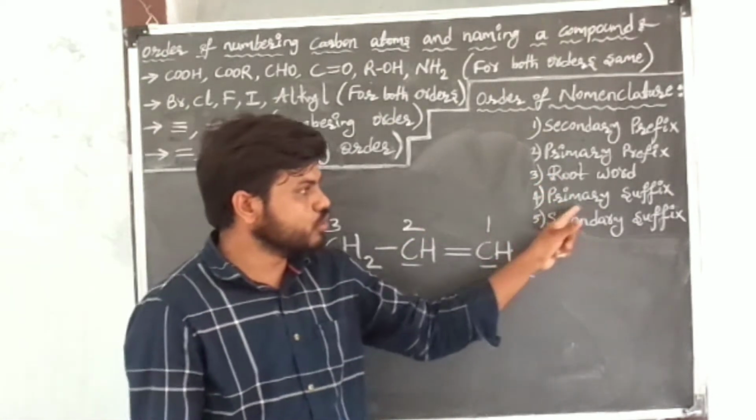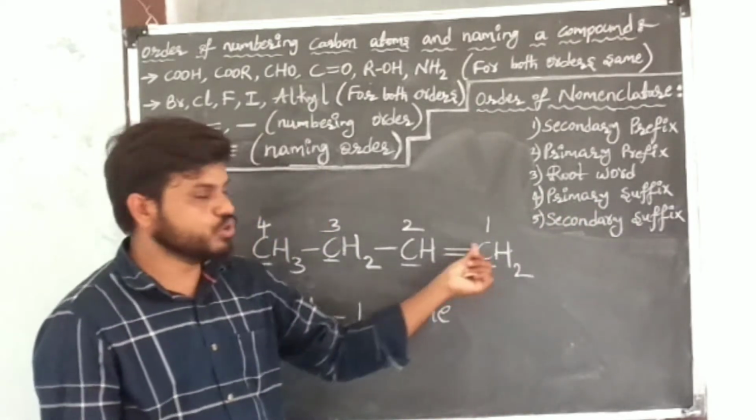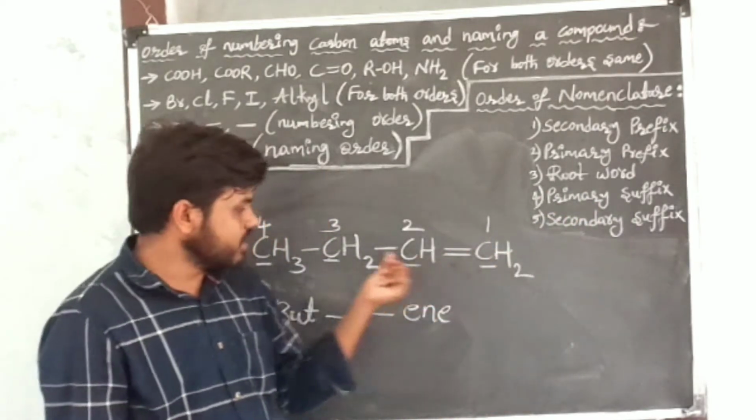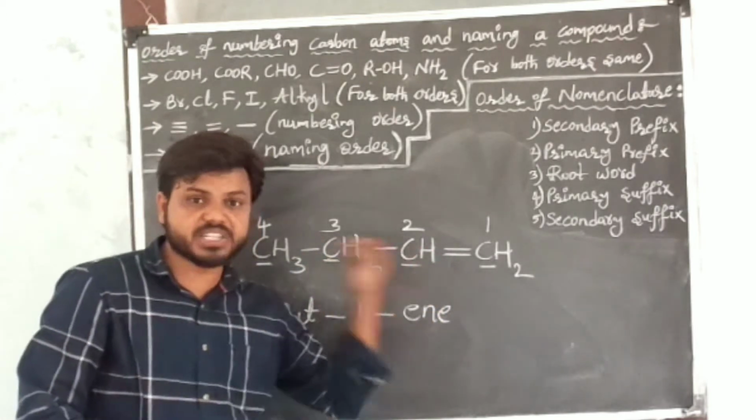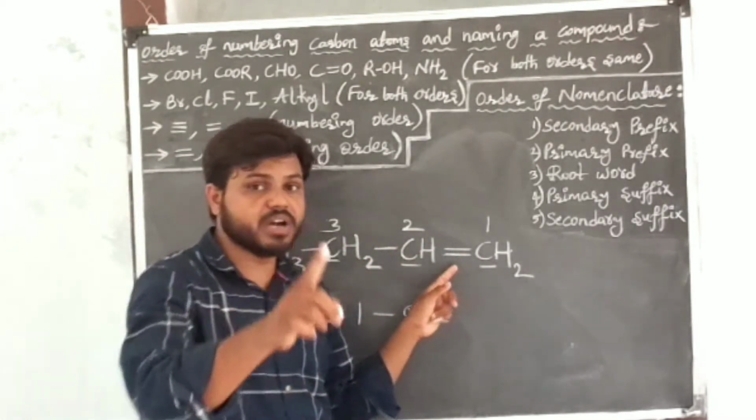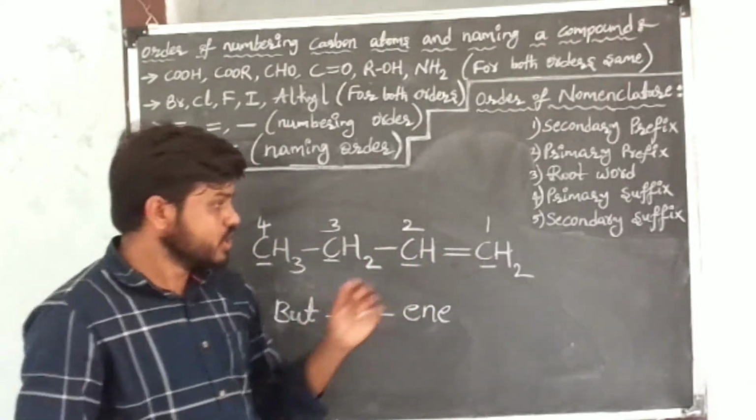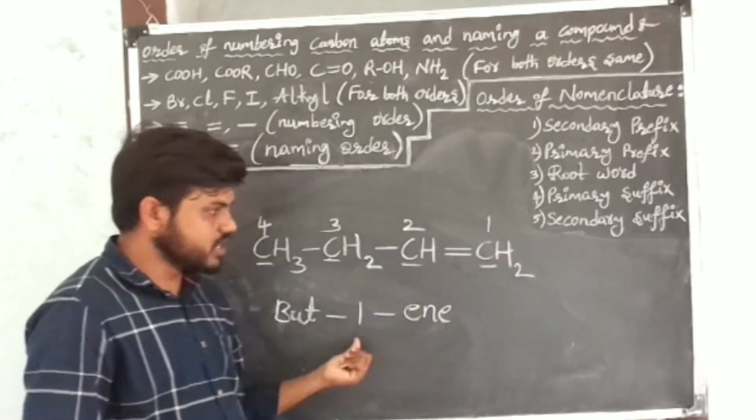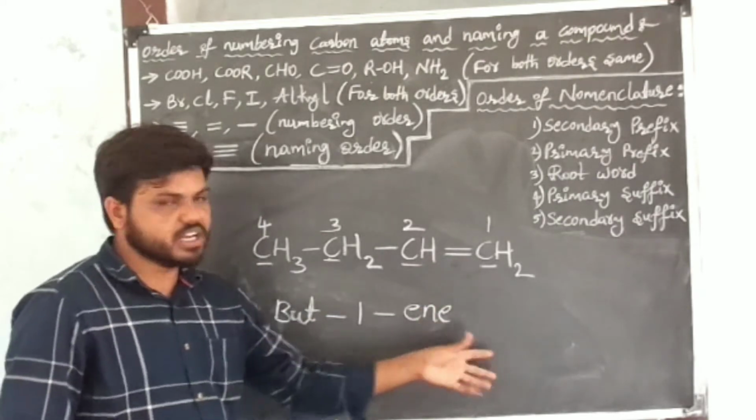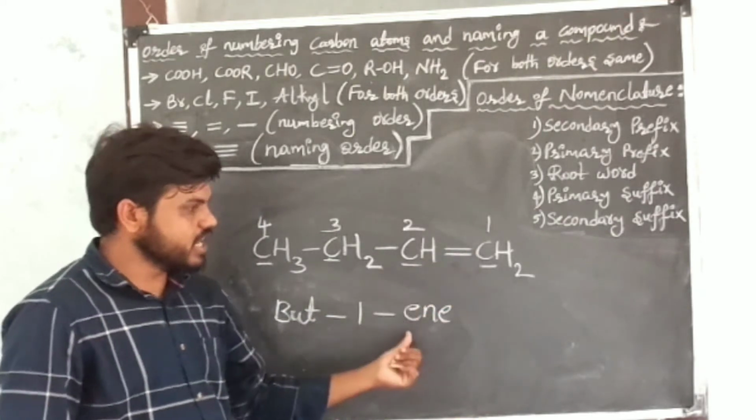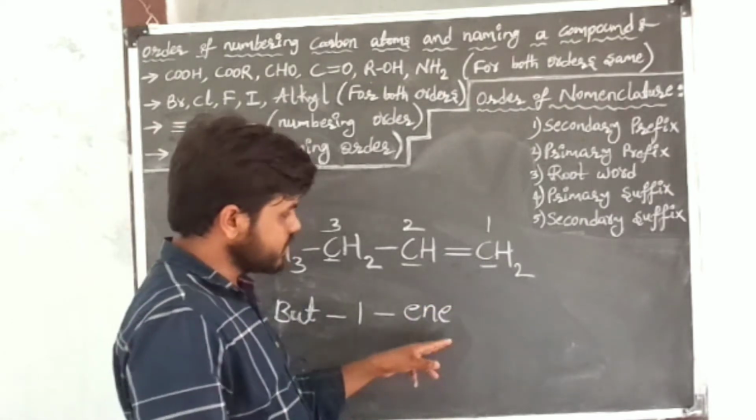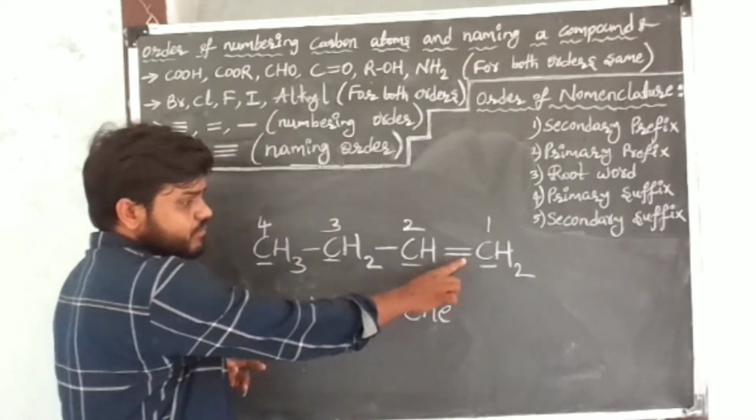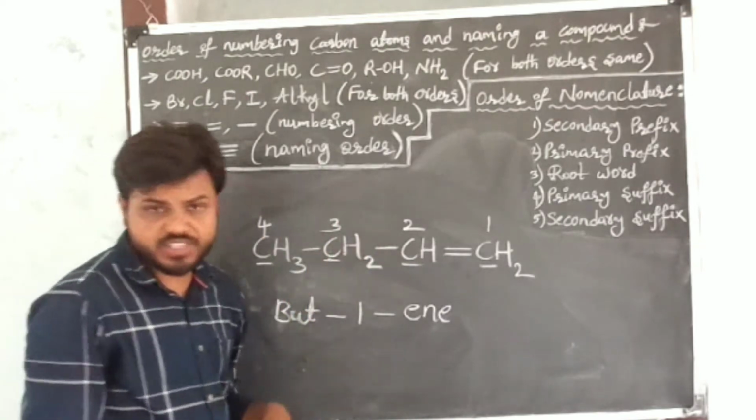After writing the root word, go to the primary suffix. First write the position of the double bond, then after that the suffix. When we have a double bond, don't write the single bond suffixes. The position of the double bond is 1 and the suffix of the double bond is ene. The position and the suffix of the double bond are both written.